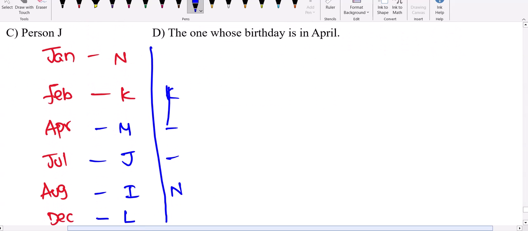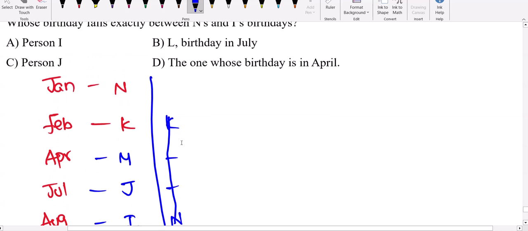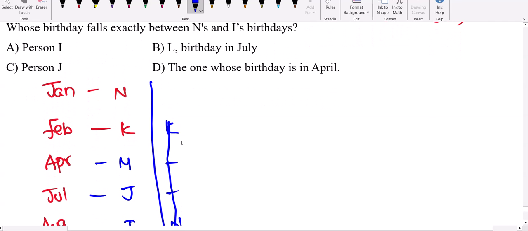This arrangement is not correct as we have a problem. N and J having 2 people between them is not possible, so eliminate it. Now the question is regarding all this. Between N and I, whose birthdays will fall? We are saying clearly that this is not correct.